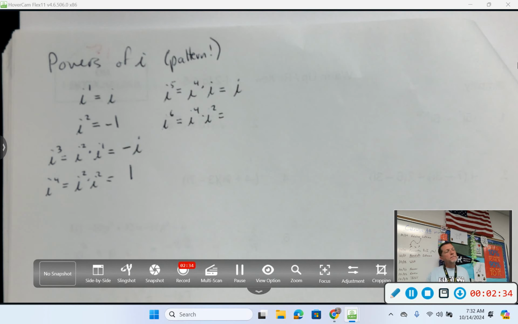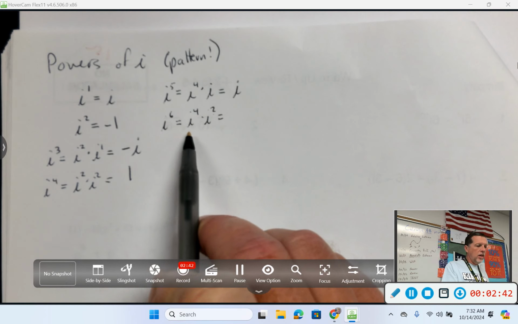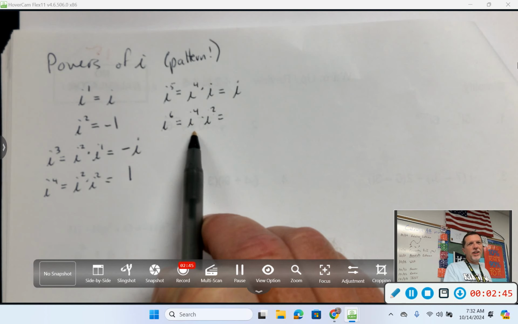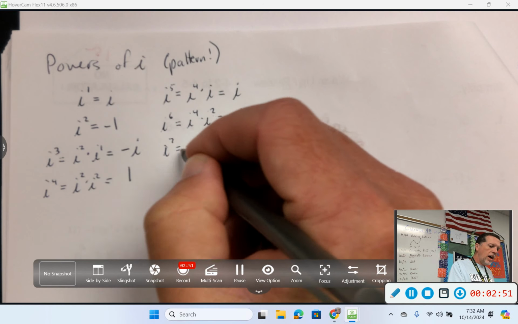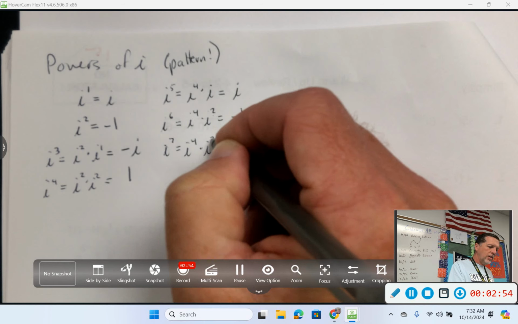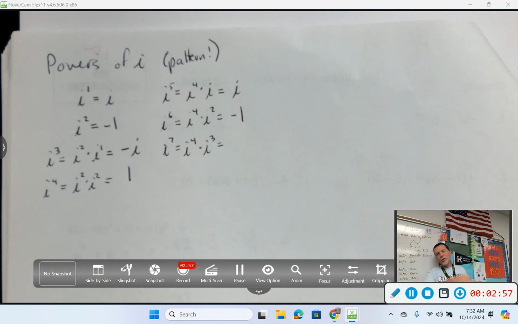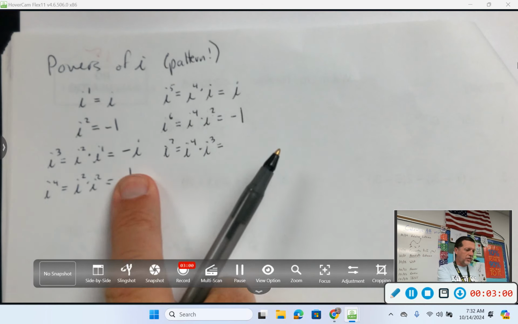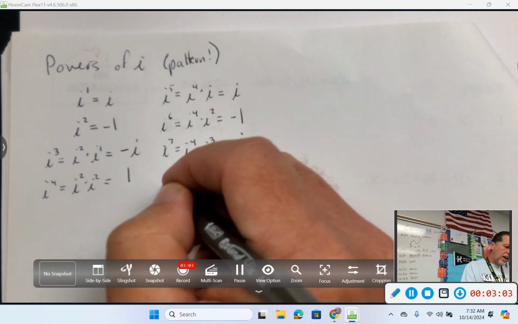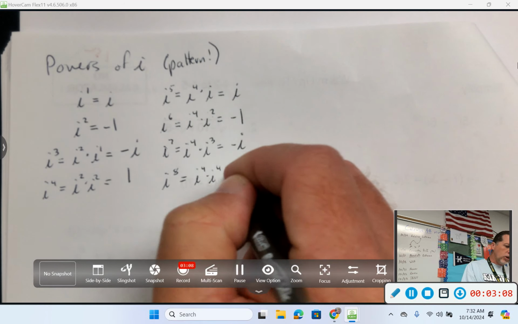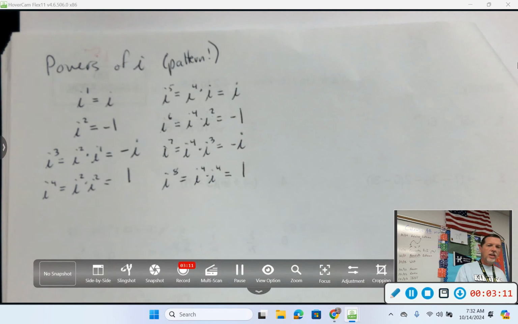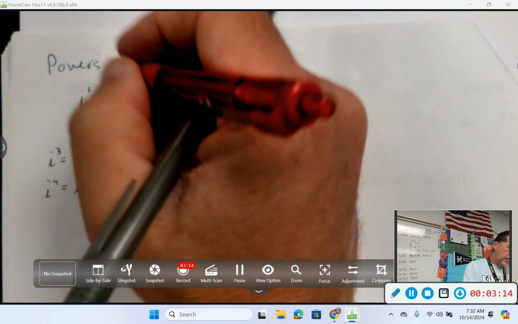Why can't you use the 4 squared? Because when we're multiplying with powers, we add the exponents. And i to the fourth is 1. That's why I like to use i to the fourth. i to the seventh, well, that'd be i to the fourth times i cubed. But i to the fourth is 1, so that's easy. i cubed, we just said, was negative i. i to the eighth is i to the fourth times i to the fourth. So 1.